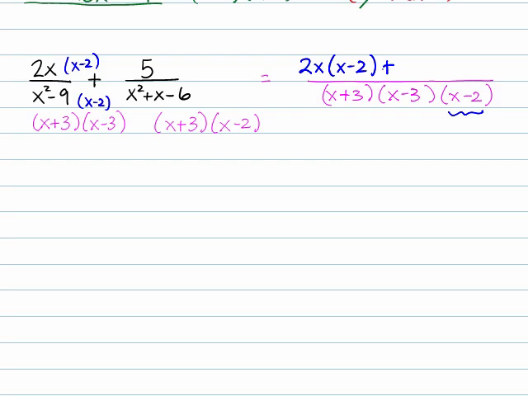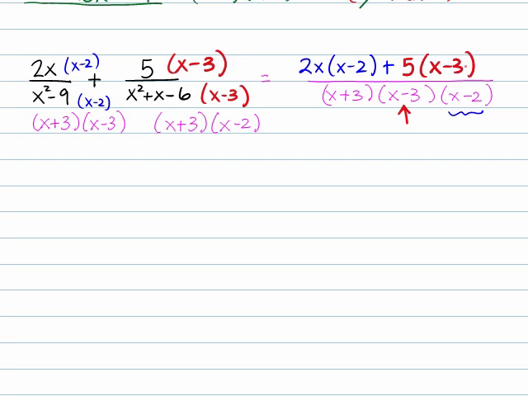The second fraction has x - 3, x + 3 and x - 2. What's missing is the x - 3. So I'm going to multiply the numerator by x - 3 and the denominator by x - 3. So the second part here in the numerator will be 5 times (x - 3).